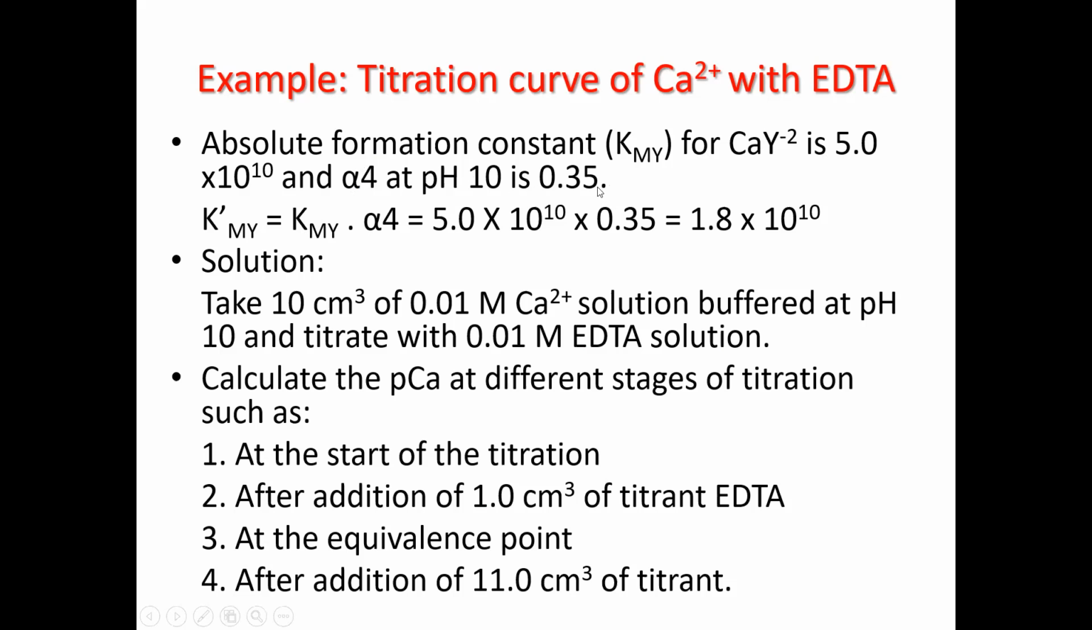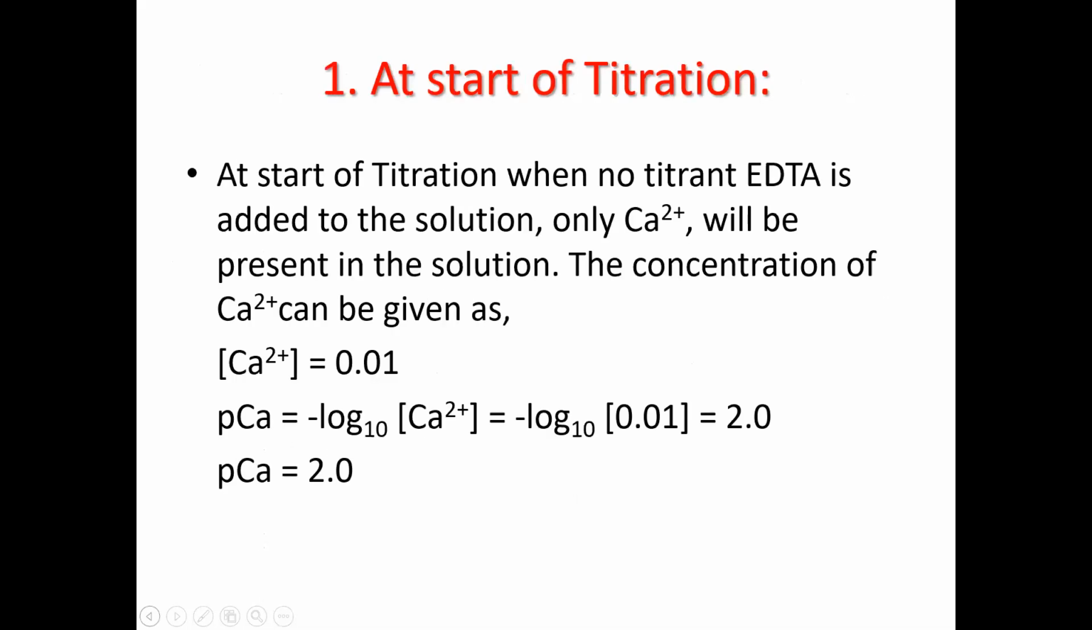So now the solution is to take 10 cm cubed of this molarity of calcium ion buffered at a pH of 10, and you titrate with EDTA after the buffer solution has been made. Now, when you do this titration, you have to calculate the pCa of your metal at the start of the titration, after adding 1 ml of titrant, at the equivalence point, and at the post-equivalence point.